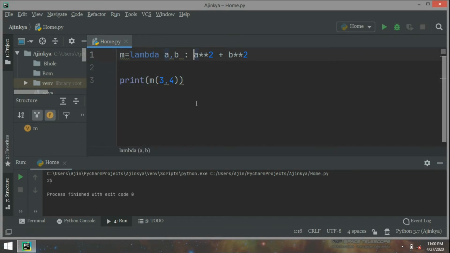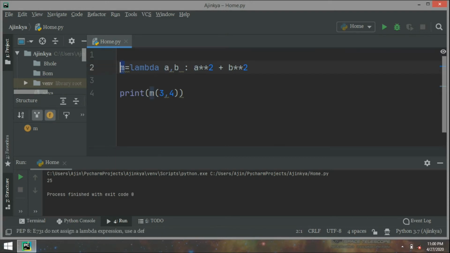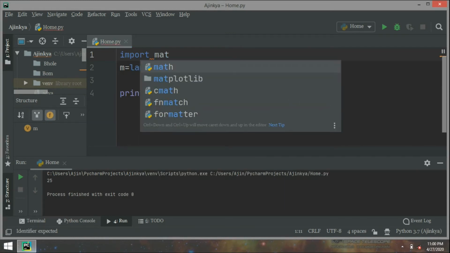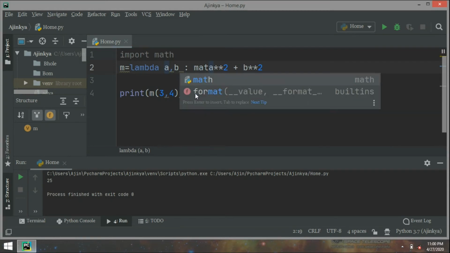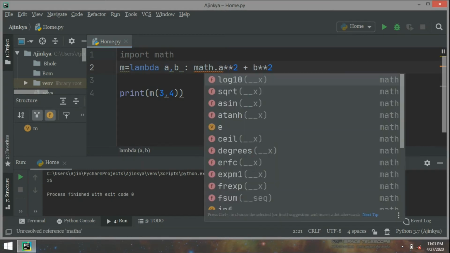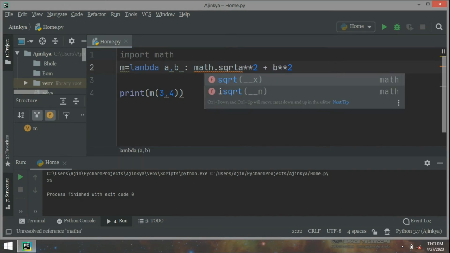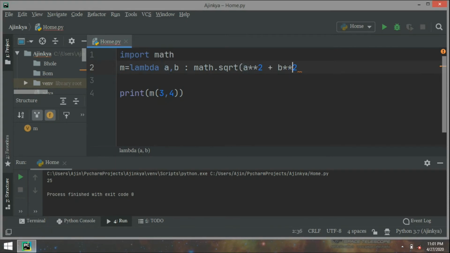Suppose I import math, and then I write here math.sqrt, then I pass this one to this and I run it again, then what will happen? I'll get 5.0.